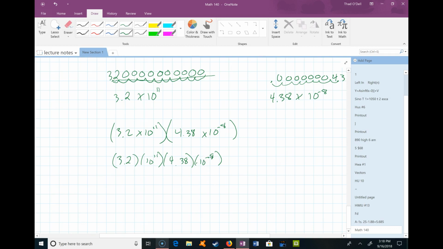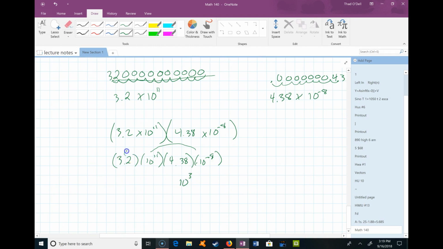So notice these, because again, this is multiplication, the commutative property, we can multiply in any order we want. These two I can multiply quite easily, and I can get 10 to the, so this would be 11 minus 8, that'd be 3, wouldn't it? 10 to the third power.